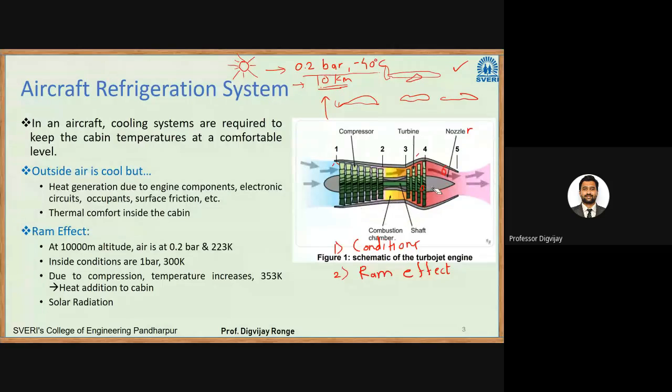So what you see on the screen, that is nothing but a turbojet engine. Last time we studied the IC engine, internal combustion engine. Here what you see on the screen is a turbojet engine. Before we move towards the refrigeration system, first we understand what the engine inside an aircraft is. Engines generally used in aircraft are aircraft engines.